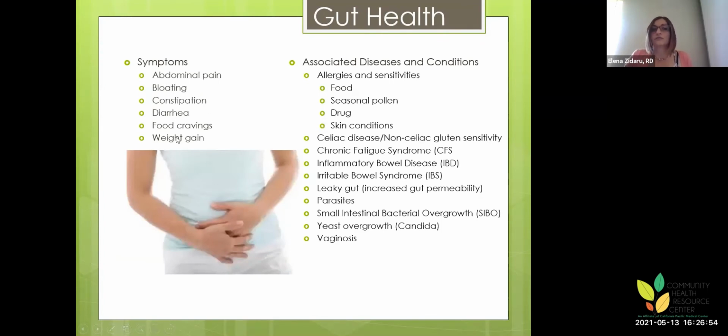Symptoms: a lot of people may have some GI symptoms like abdominal pain, bloating, constipation, diarrhea, food cravings, weight gain, and in some cases. And then there are also some associated diseases and conditions with gut dysbiosis. We have everything from IBS to allergies and sensitivities to foods and drugs, inflammatory bowel disease, small intestinal bacterial overgrowth, and yeast overgrowth. So all those conditions are associated with gut dysbiosis.